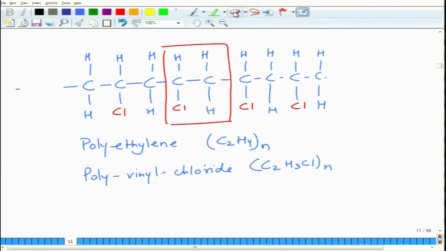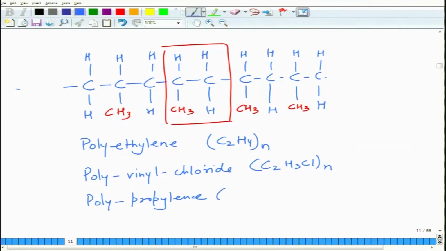Now, if I make another change here, so this is PVC, let us say instead of Cl I put CH3. Then it makes what we call polypropylene, which is commonly known as PP. This is known as PE. This is known as PVC. PVC pipes are so common, right? So, this is nothing but C2H3 CH3 n, basically C3H6.